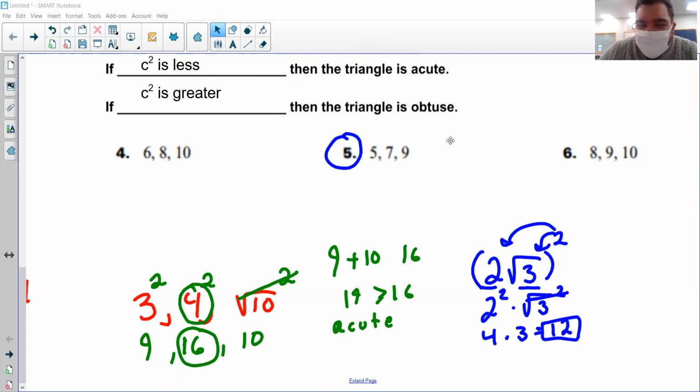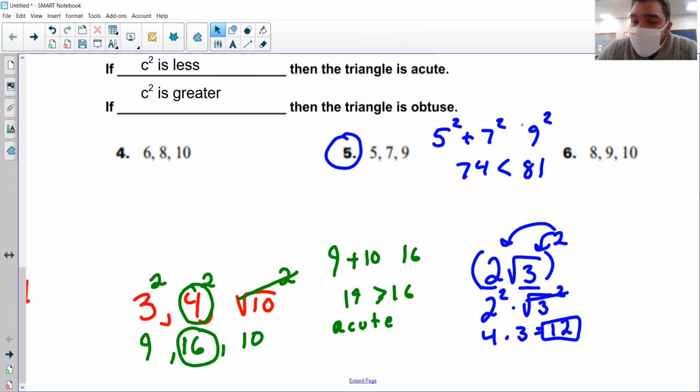I got 74 and 81. I just put it the wrong way. That's my bad. I know it's very important. Why is it not acute then? If 74 is smaller than 81, 81 is greater than 74. So the one by itself is the one that matters. So this is obtuse.